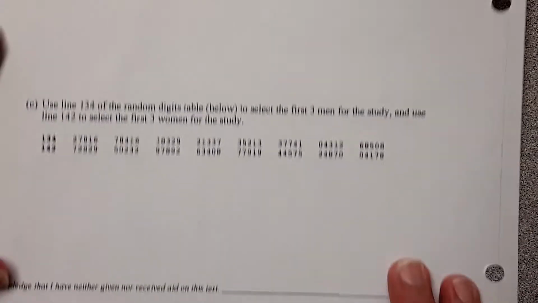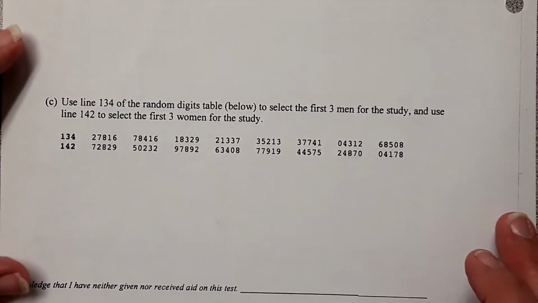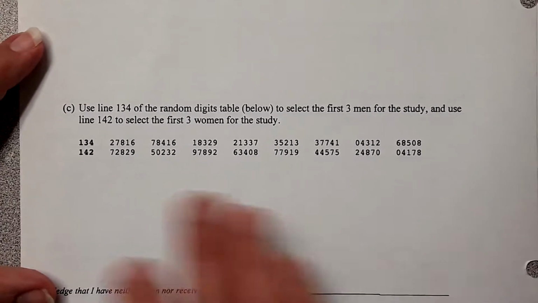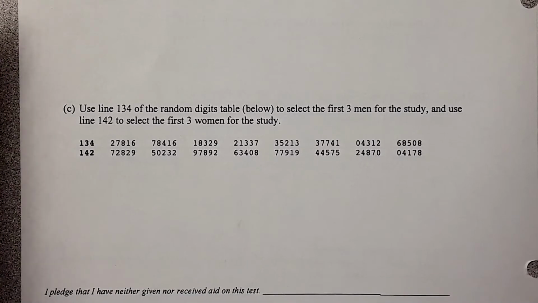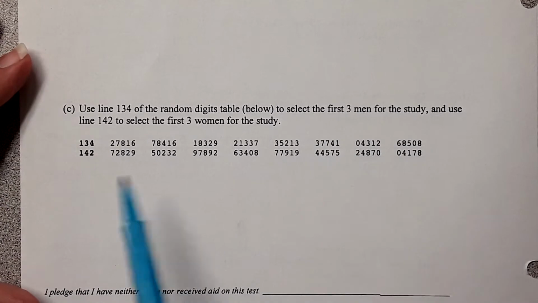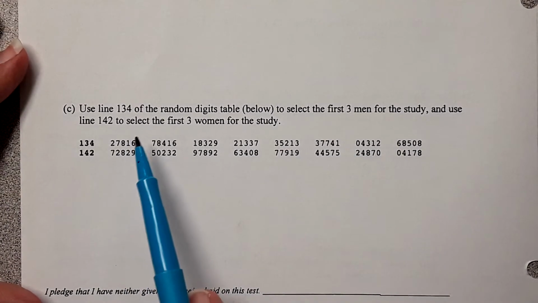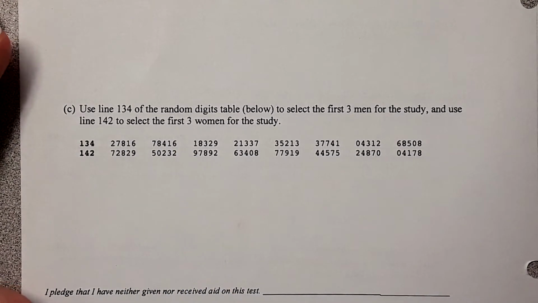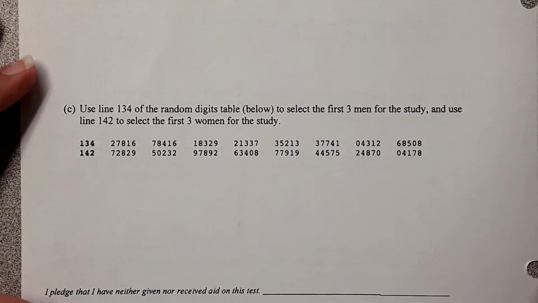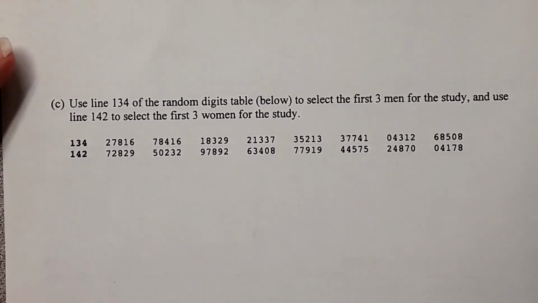Okay. So the last thing that we're going to do, of course, is use, even though this says use line 134, you're not going to go to your books and use it. They're going to give you this line. So use line 134 of the random digits table below to select the first three men for the study, and use line 142 to select the first three women for the study. So go ahead and do that.